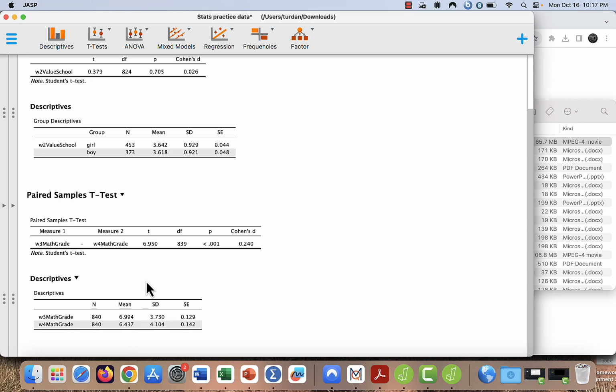And here I can see it didn't really change much. It's still statistically significant. The p-value is still very small. The Cohen's d value is just about identical to what it was before. And the difference between the means is about the same, about half a point. Okay, so that's how you run t-tests in JASP and interpret the output.